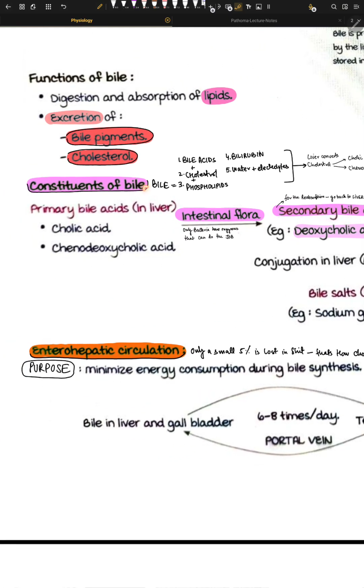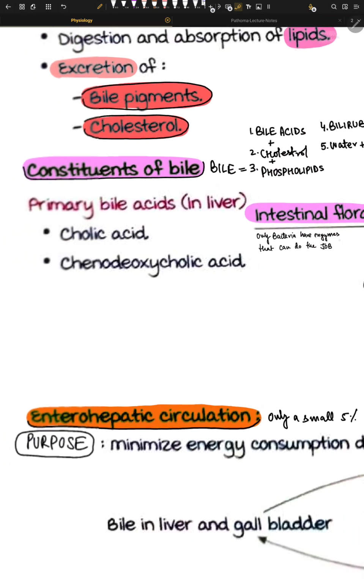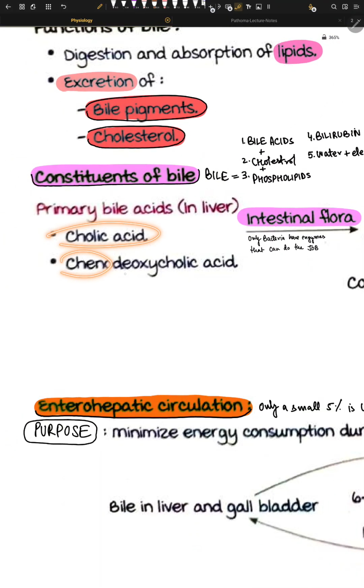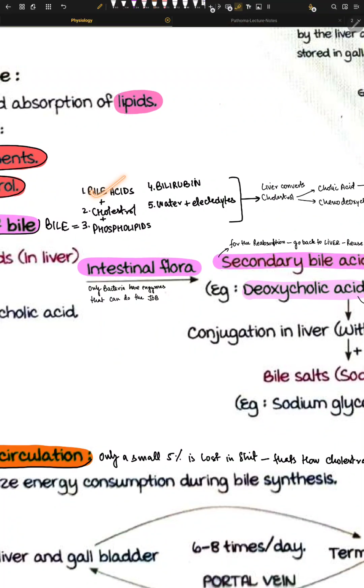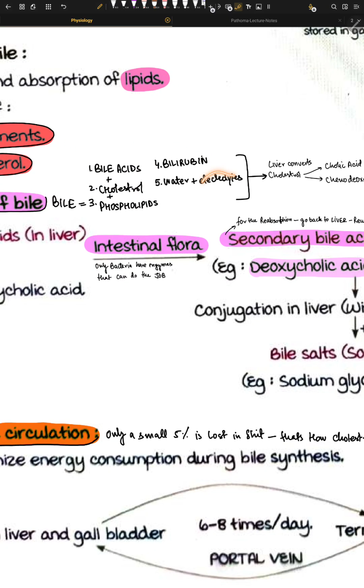So let's go to the story. So bile is made up of three things: bile acids, cholesterol, and phospholipids. What are these bile acids? Cholic acid, chenodeoxycholic acid. So we know bile acid. Cholesterol, we know cholesterol. Bile pigments, we know bile pigments. And bile pigment is bilirubin. And phospholipid, we know phospholipid is used in a lot of things. By the way, phospholipids are negatively charged. That's very important. So bile acid, cholesterol, phospholipid, bilirubin, water plus electrolytes. Important stuff. What is the electrolyte?